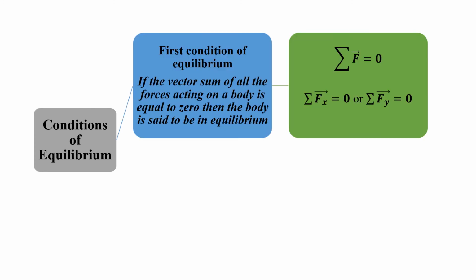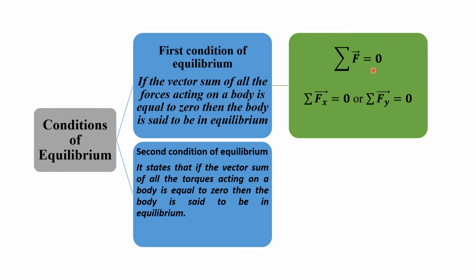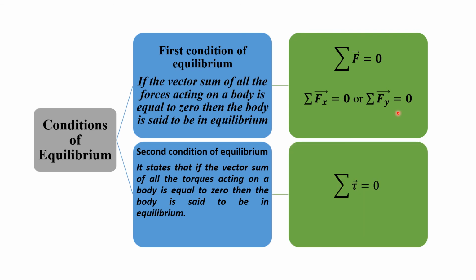Conditions of equilibrium. There are two conditions of equilibrium. First condition of equilibrium. If the vector sum of all the forces acting on a body is equal to 0, then the body is said to be in equilibrium. For this condition, summation of forces equals 0. All the forces acting along the x-axis sum to 0, so summation of Fx is 0. Summation of Fy is also equal to 0, that is, forces acting along the y-axis sum to 0. This condition is known as the first condition of equilibrium.